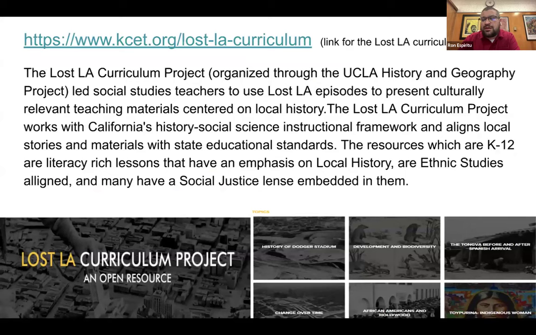And then finally, a few years ago, I participated in something called the Lost LA Curriculum Project. This is based on a TV show from KCET called Lost LA. It's based on the archives that exist at USC about local LA history. And there's about 15 lessons, K-5, 6-8, 9-12. These are history, social science based, but all of them are based on primary documents. So they hit the same reading, writing standards that are in ELA as well.